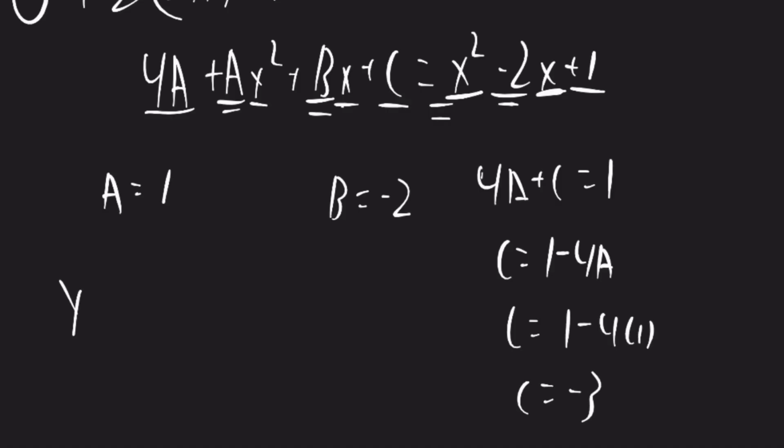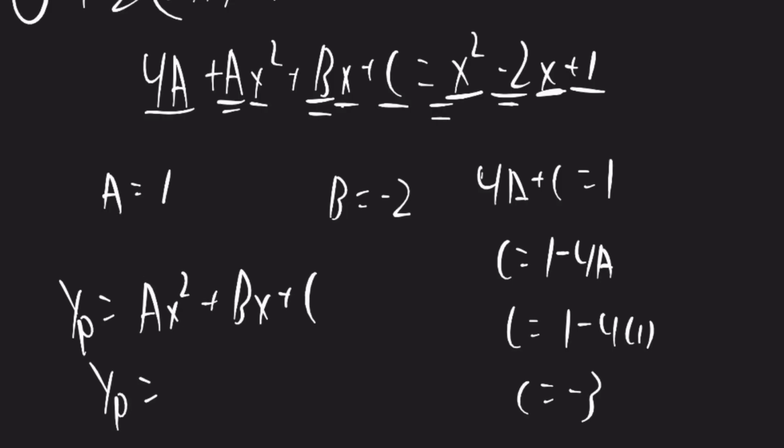Now that we have all our coefficients, I'll rewrite yp. It was ax squared plus bx plus c. So yp is going to be equal to, a was 1, so it'll just be x squared. B was negative 2, so it'll be minus 2x. And c was negative 3, so it'll be minus 3.